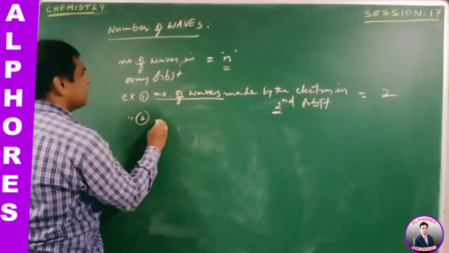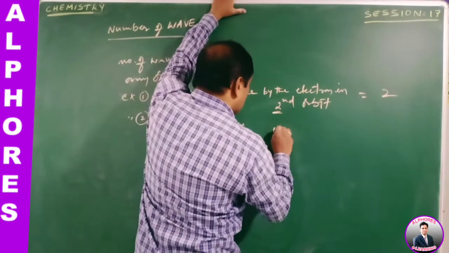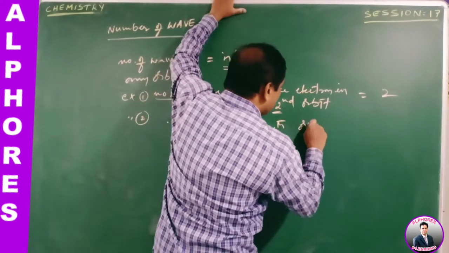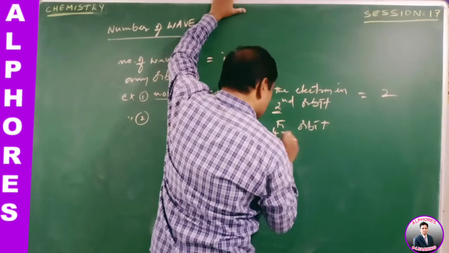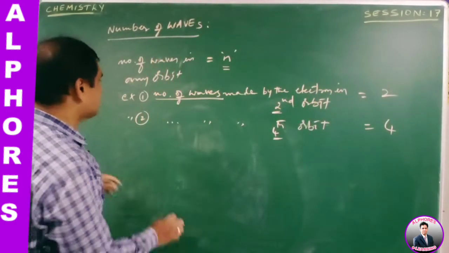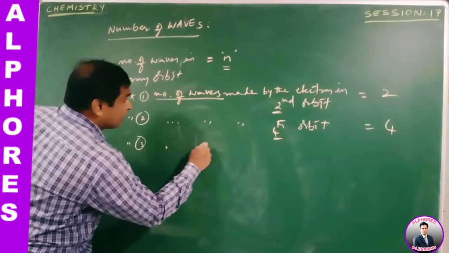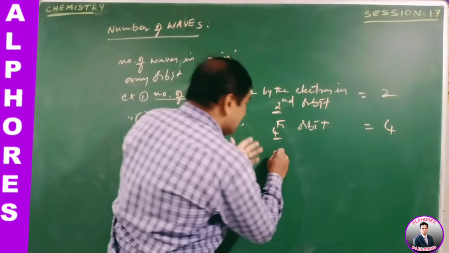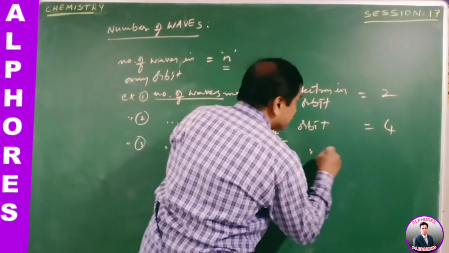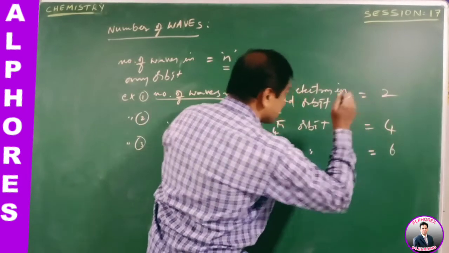Next, let us take one more example. Second example, number of waves made by the electron in the fourth orbit. Orbit number is given as 4. Therefore, the number of waves is 4. One more example. Third example, number of waves made by the electron in the sixth orbit. Orbit number is 6, so the number of waves is also 6.